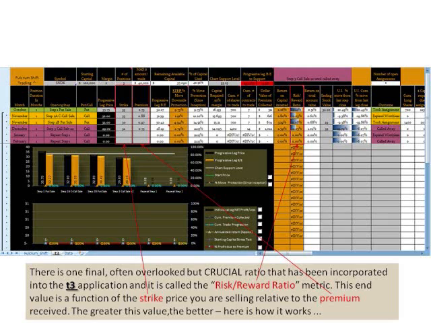There is one final, often overlooked but crucial ratio that has been incorporated into the T3 application, and it is called the risk-reward ratio metric. This end value is a function of the strike price you are selling relative to the premium received. The greater this value, the better, and here's how it works.